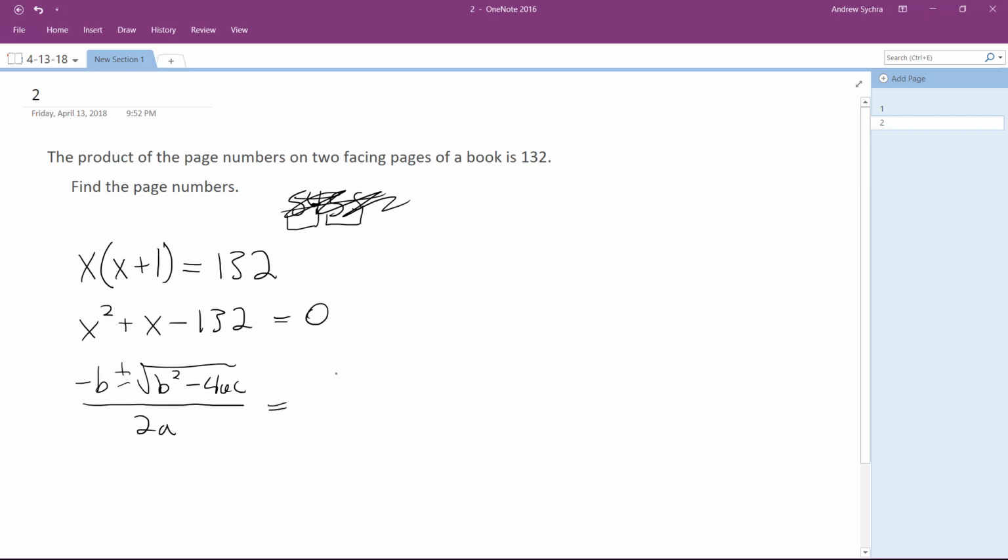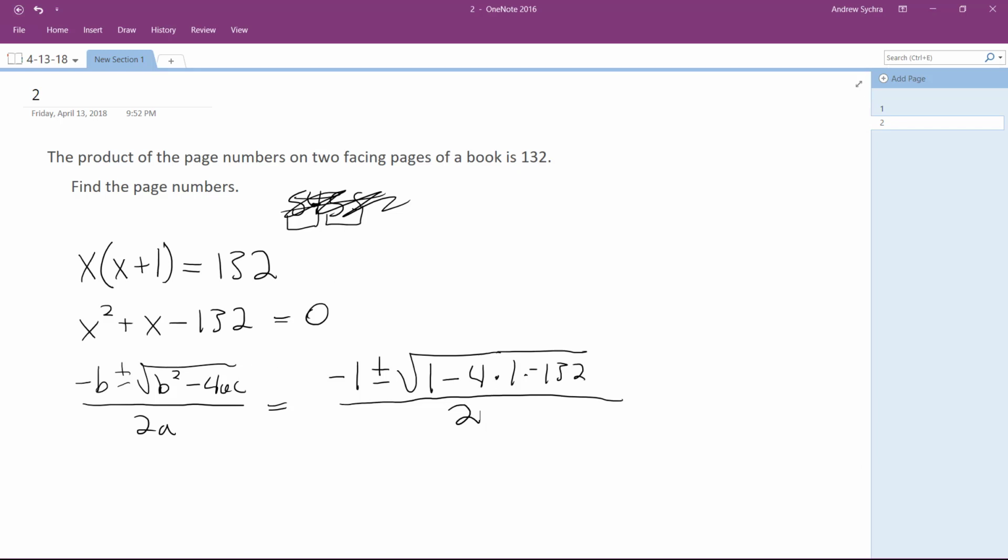So we're going to have opposite of B, which gives me negative 1 plus or minus square root of 1 squared, just 1, minus 4 times 1 times negative 132, all over 2 times 1, so just 2. That's a crazy number. All right, so I calculated it's 529, so we get negative 1 plus or minus square root of 529, which is 23, divided by 2. So we end up with negative 22 over 2.